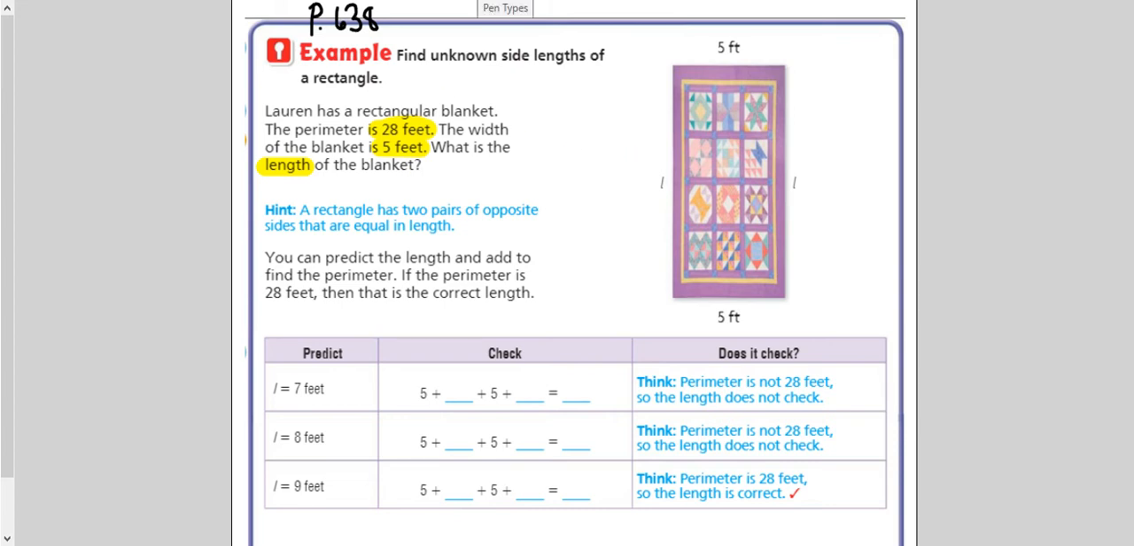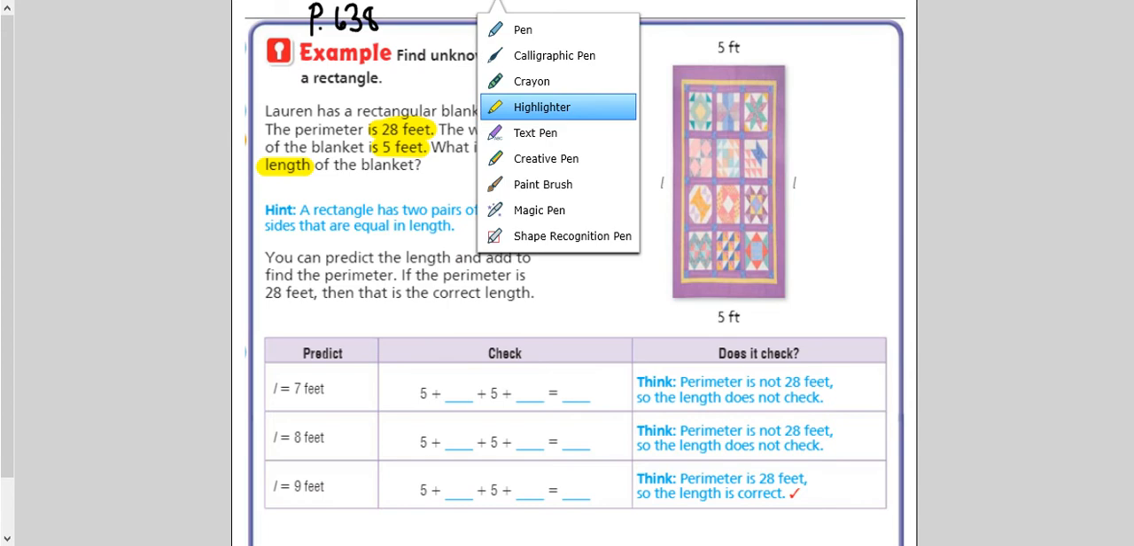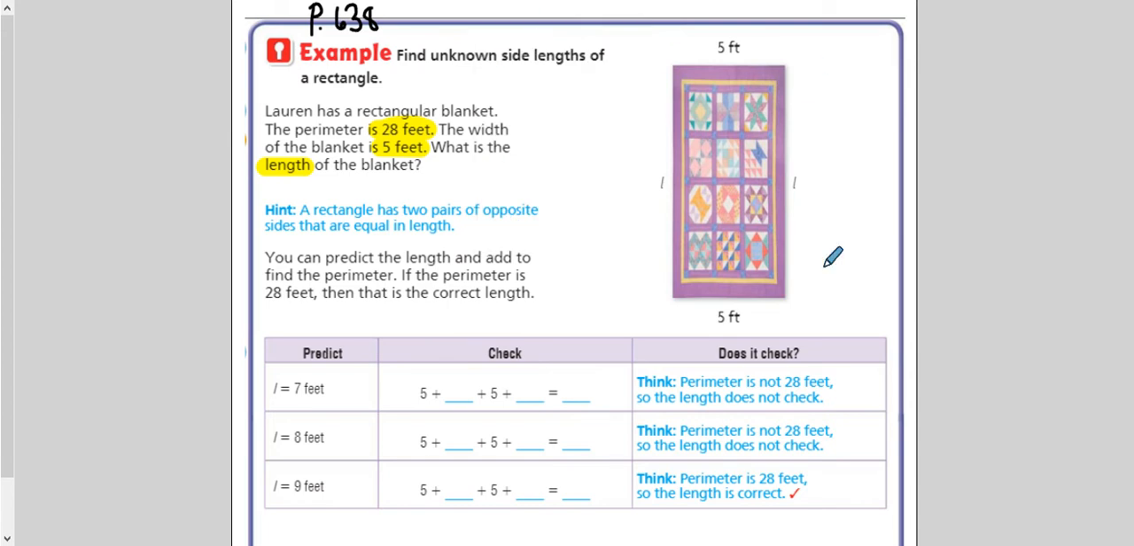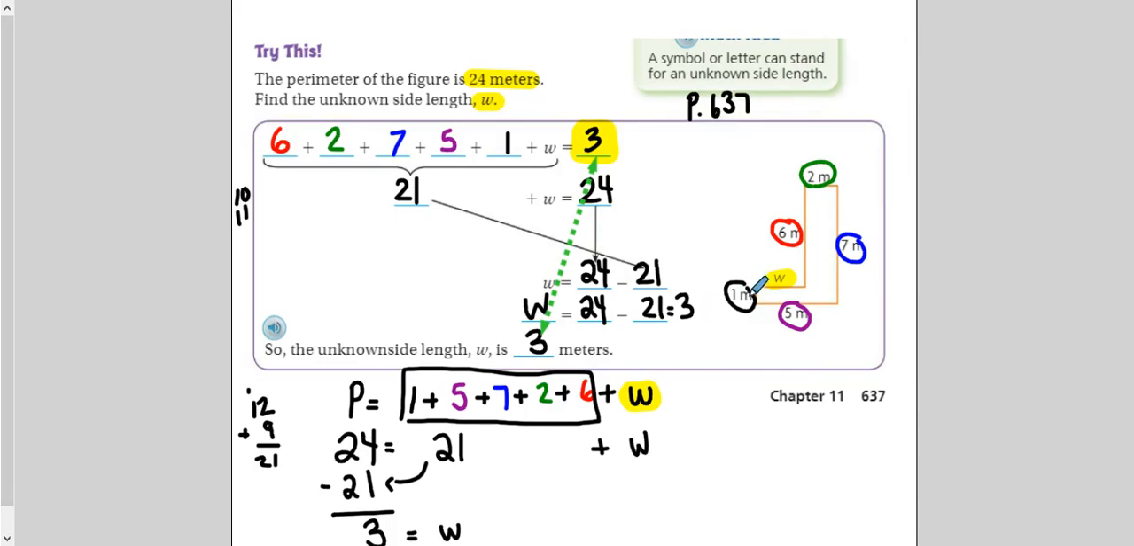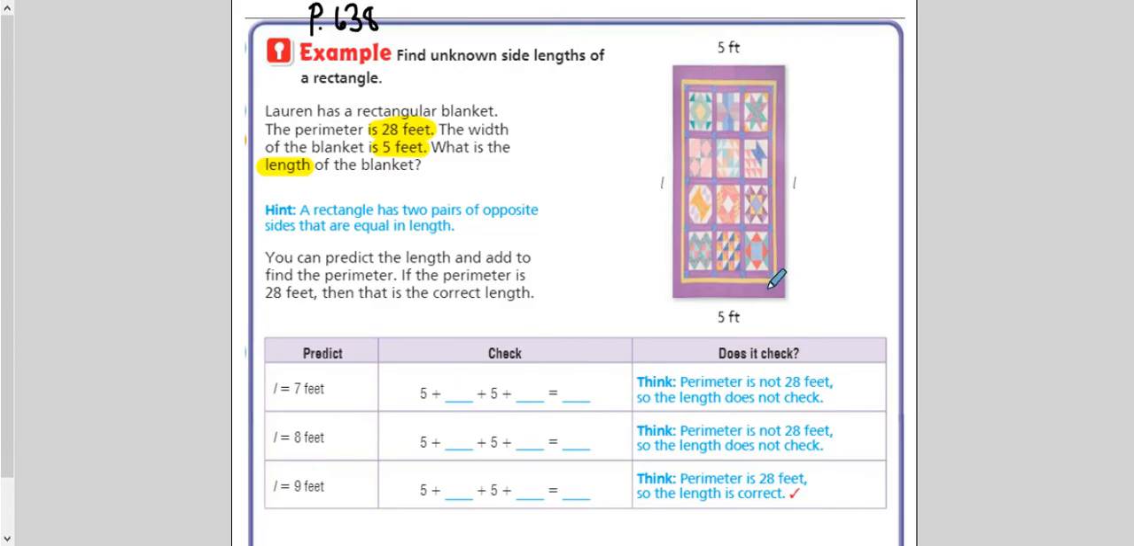of the blanket. Okay, so we come back here to the blanket, and unlike the examples that we had over here where all of the sides are named except for one, now we've got a situation where we don't know either one of these sides. We're given two and we're missing two. But if we think about it, and this is a good hint, a rectangle has two sides that are opposite and they're equal in length.